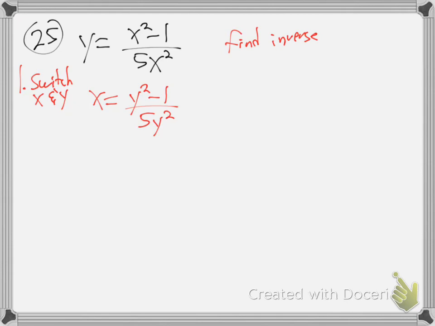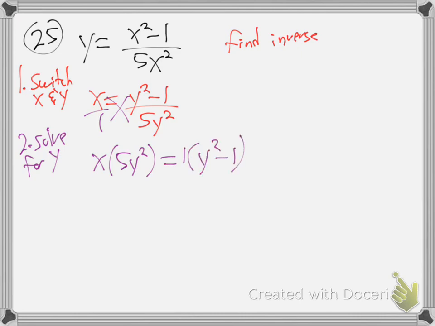Okay, so I'm going to dive in there. So you put this over 1. Step 2 is solve for y, diagonal, diagonal. So we get x times 5y squared is 1 times y squared minus 1. Okay, so distribute, that's 5x y squared, and distribute here, y squared minus 1. So what do we do now to solve for y? Get the y's on the same side.